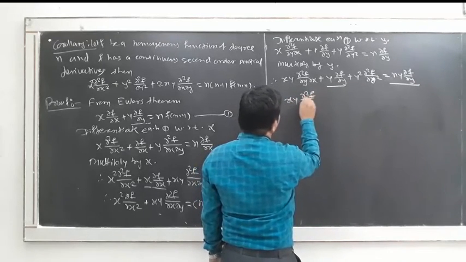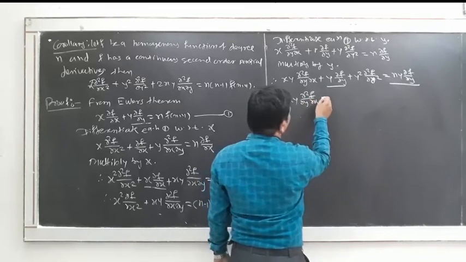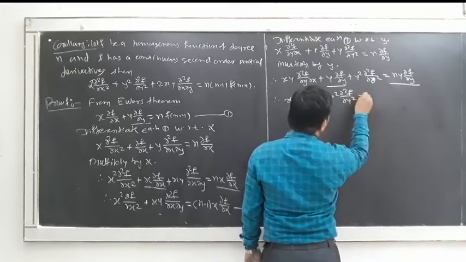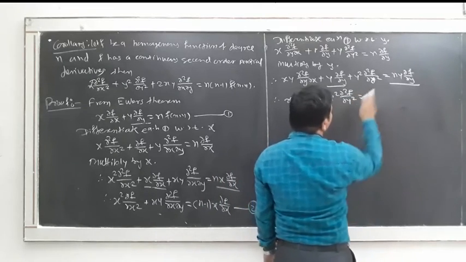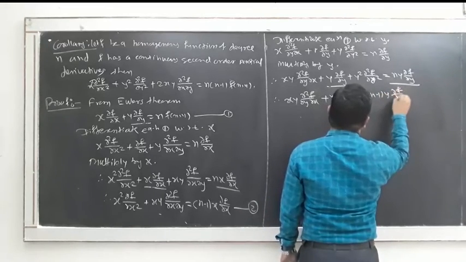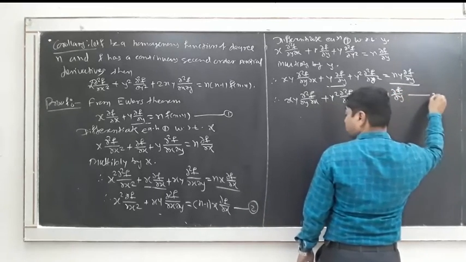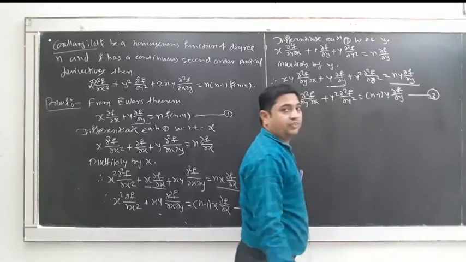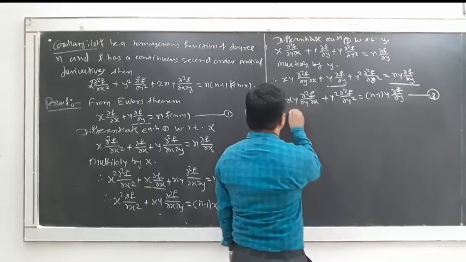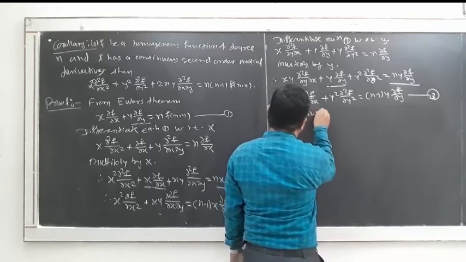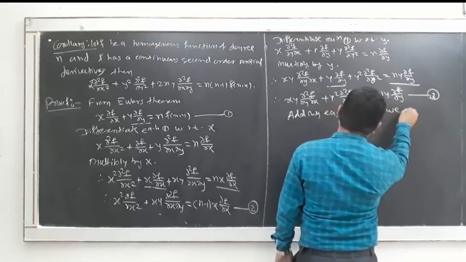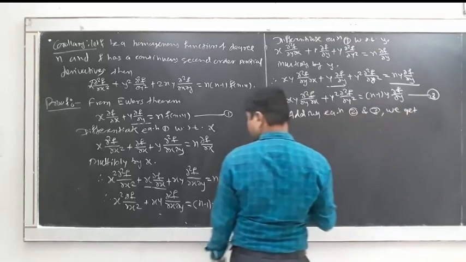Now these two terms are like terms, so we use simplification again: xy ∂²f/∂y∂x + y² ∂²f/∂y², it is equal to what? (n − 1) into y ∂f/∂y. Say this is equation number 3. Add equation 2 and 3. So adding equation 2 and 3 we get.